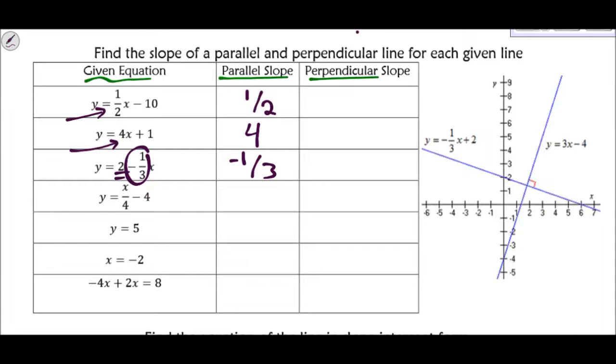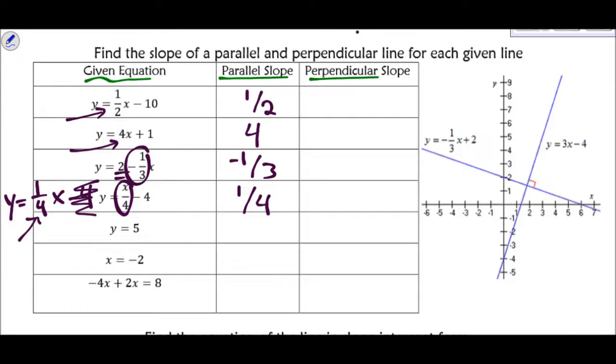The same kind of thing on this next one, x over 4. There's no number that's really being multiplied times the x, but we can rewrite that as 1/4 times x minus 4. Again, we don't really care about the y-intercept at all. We're just looking at the number that's affecting the x. It's being divided by 4 or multiplied by 1/4. The slope there is 1 over 4.